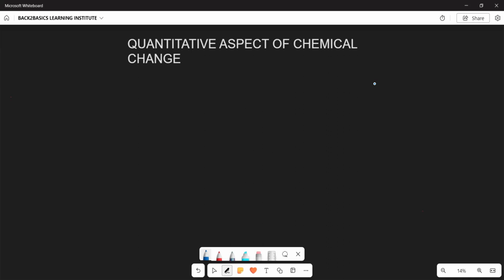Firstly, stoichiometry can be understood as the study of the quantitative composition of chemical substances and the qualitative change taking place during a chemical reaction, right? Which means stoichiometry looks at two branches. It looks at the quantitative aspect.